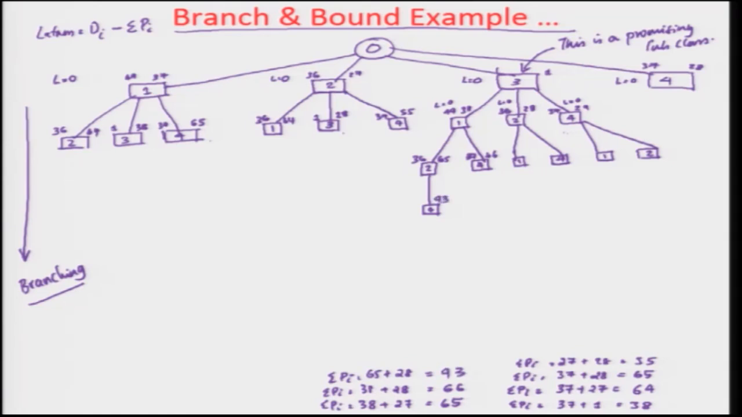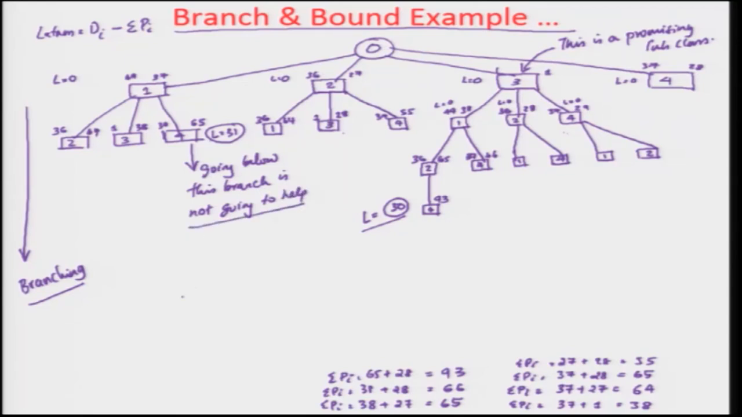So, let us say you get the total processing time as 93, and the sum of the lateness in this particular case is, for example, 30. Okay. So, the L value is 30. Then for this particular branch, let us say the L value is 31. Then you know that going below this branch is not going to help, because it is not going to get you any better solution.